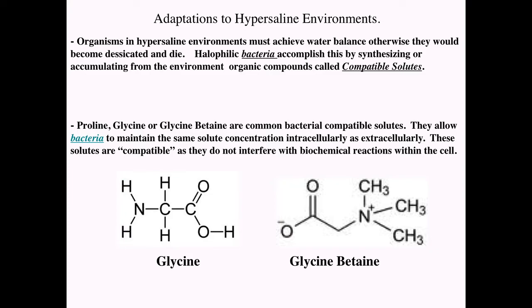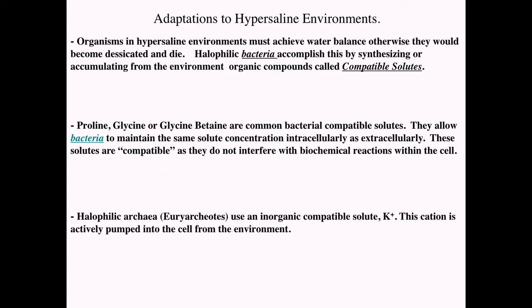And so here's a look at glycine, for the biochemists in the audience, the amino acid that would be used in proteins, as opposed to glycine betaine, where you have 3 methyl groups on the nitrogen. So this is obviously an amino acid that's not going to be used to produce protein, but it's non-toxic. So you can increase the concentration of this to match the salt concentration of the environment, so that you don't get the water sucked out of the cell.